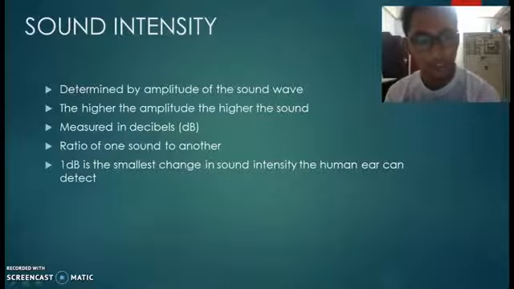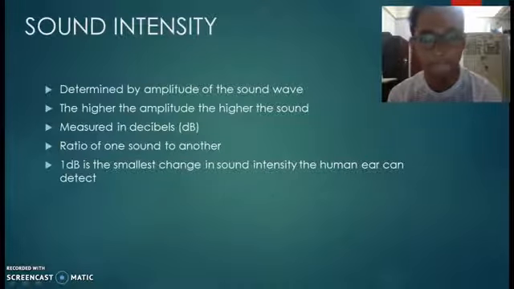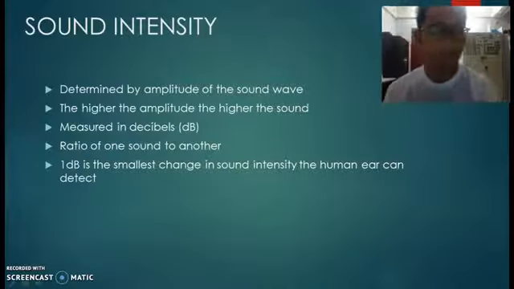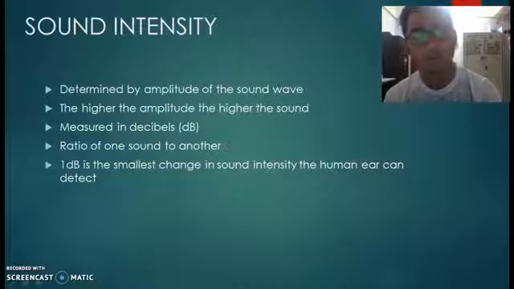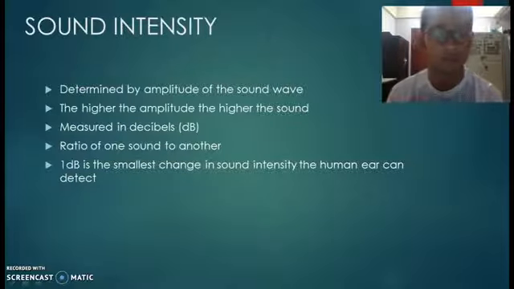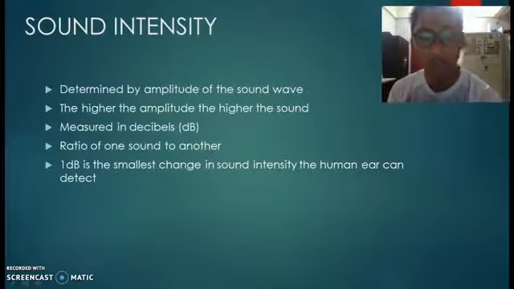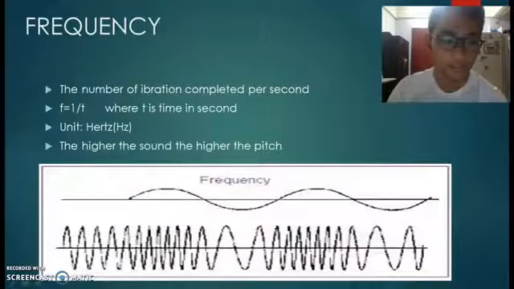Alright, sound intensity. It is determined by amplitude of the sound wave, which is the wave characteristic. Okay, the higher the amplitude, the higher the sound. It is not measured in hertz but measured in decibels, which is dB if you write it down. Ratio of one sound to another, which means 1 decibel is the smallest change in sound intensity that humans can detect.